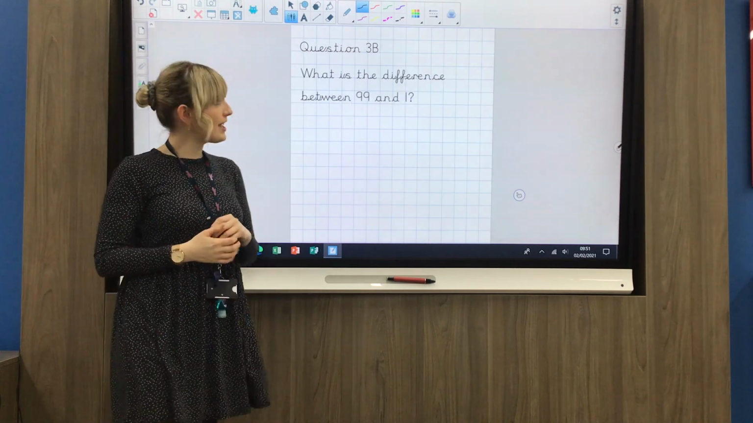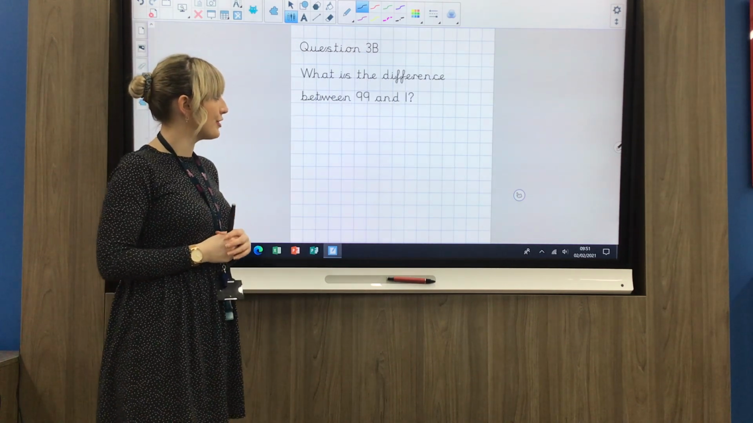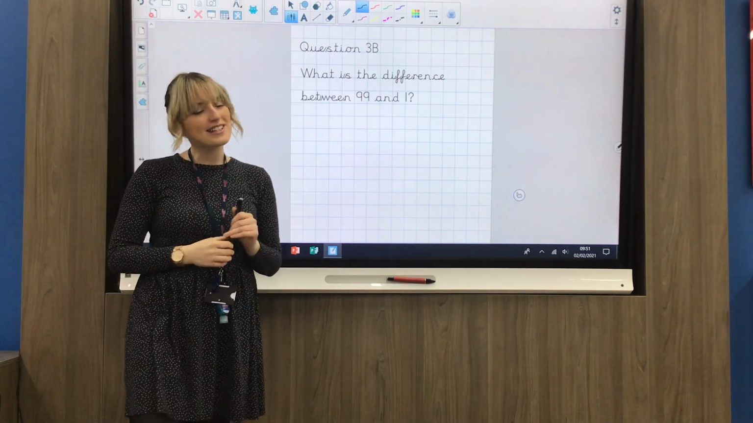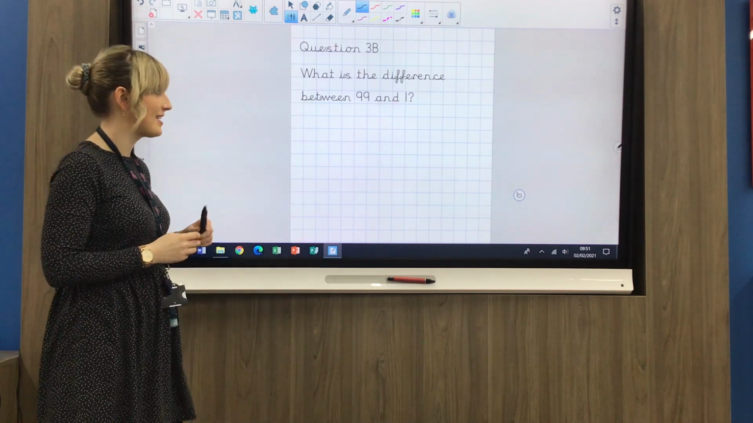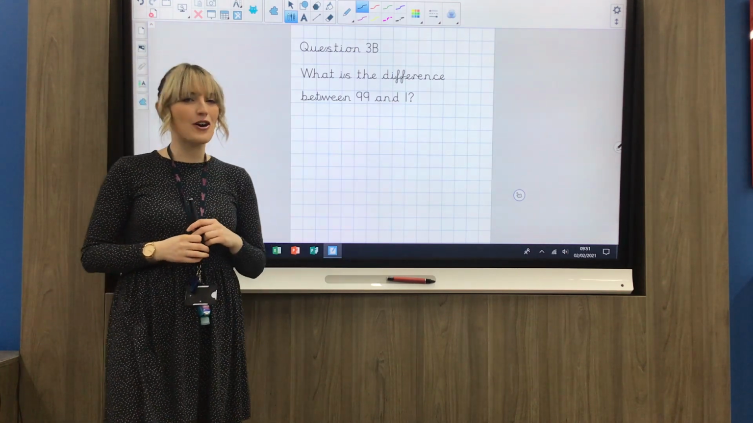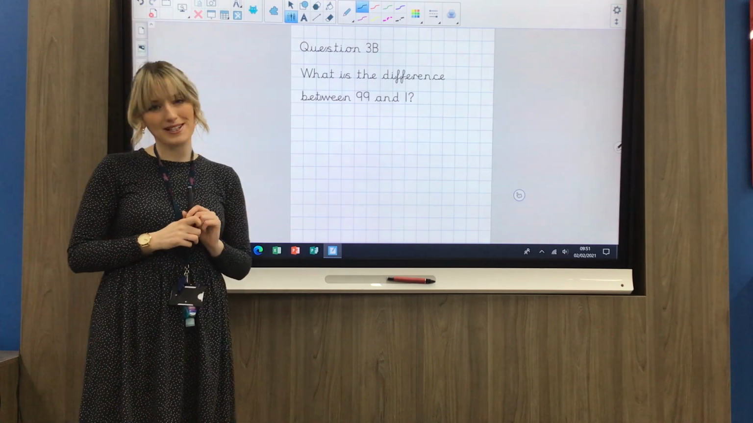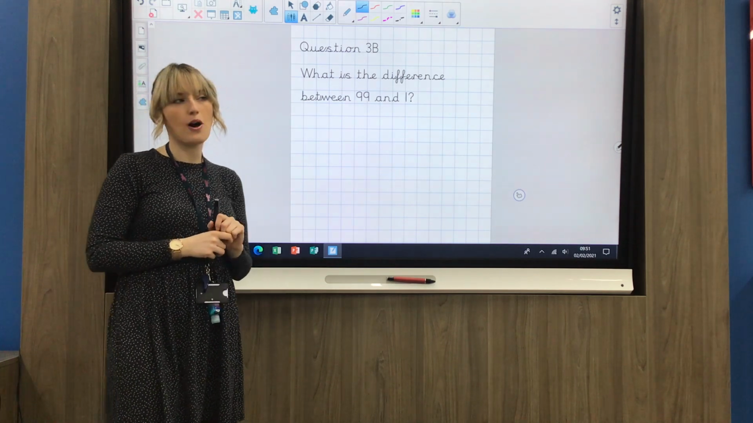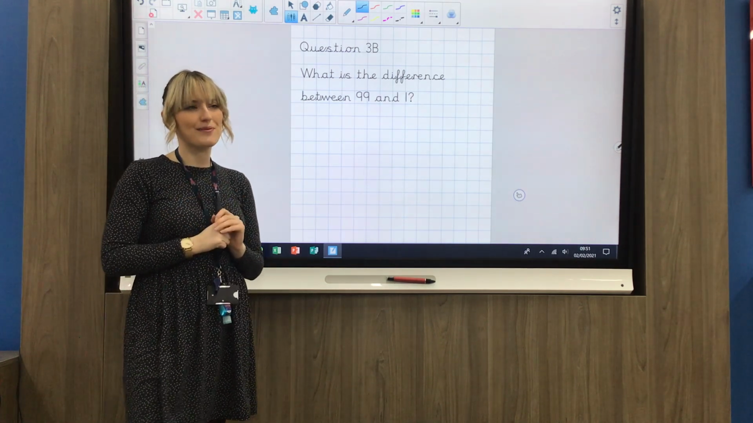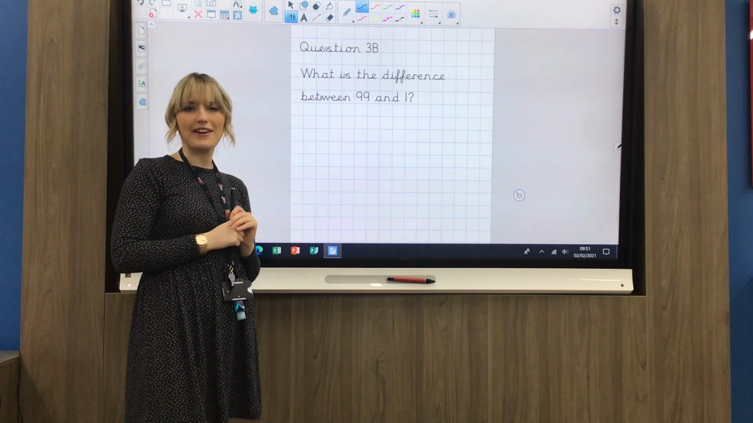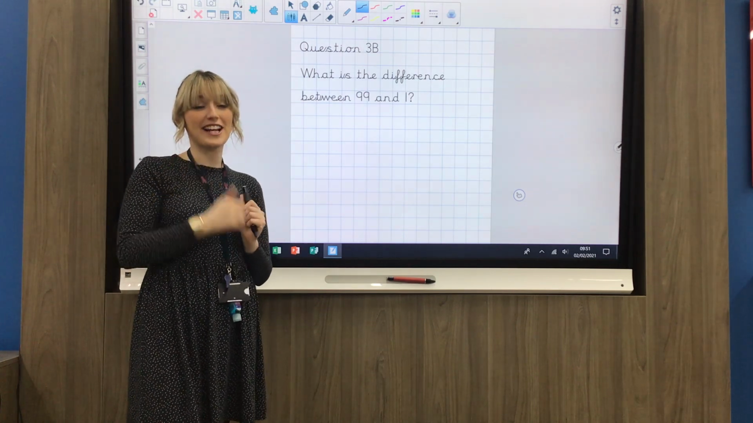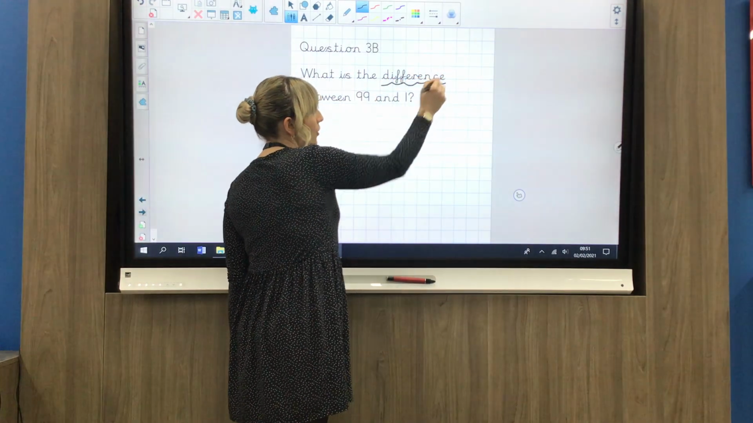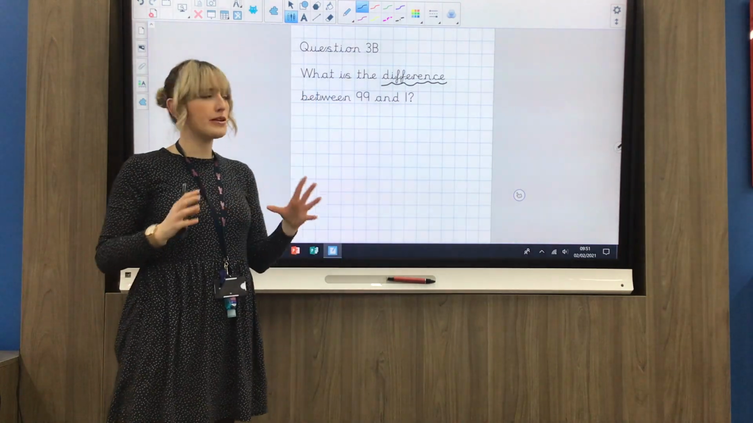Okay, question 3B. What is the difference between 99 and 1? Now, I ask these questions lots in my maths class, and I always get a common answer, and it always makes me smile. So if I say, what's the difference between 99 and 1? I always get this answer: 99 is the bigger number. And you're right, that's really clever, it is the bigger number. But when we're finding the difference, we want to know how many in between.